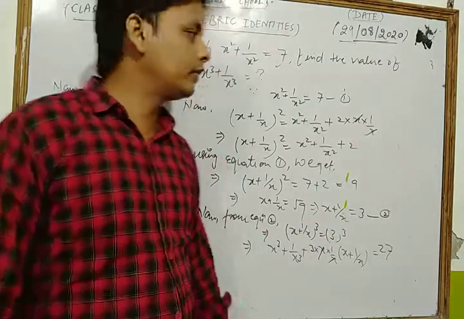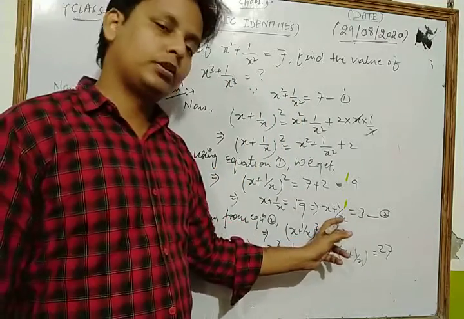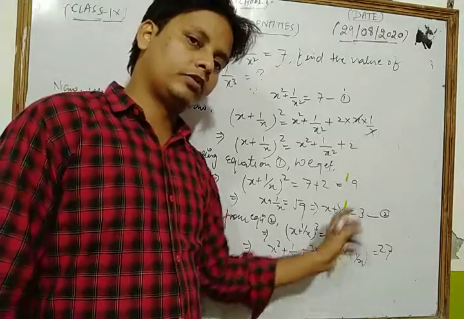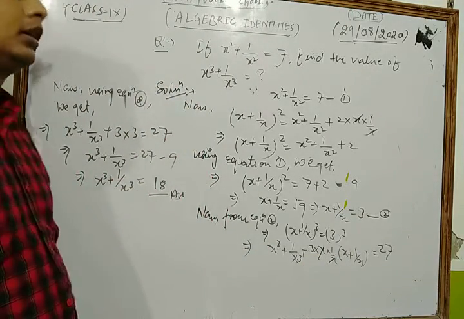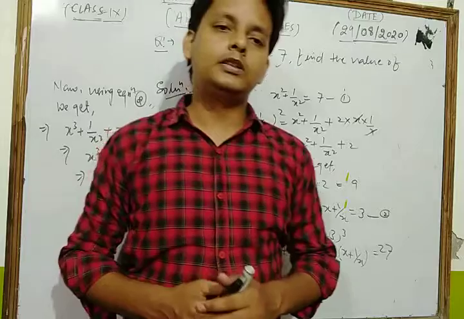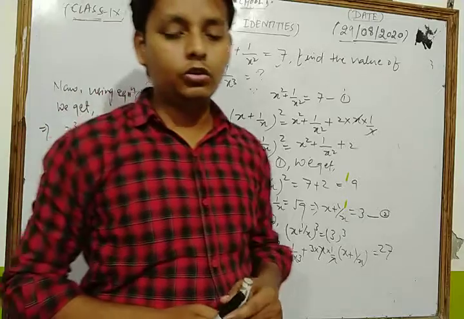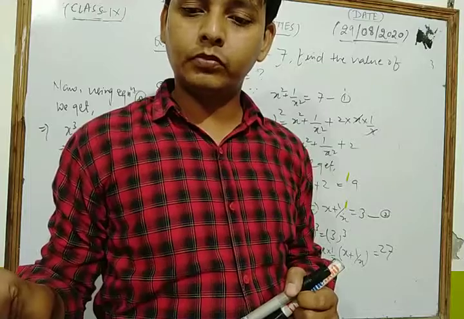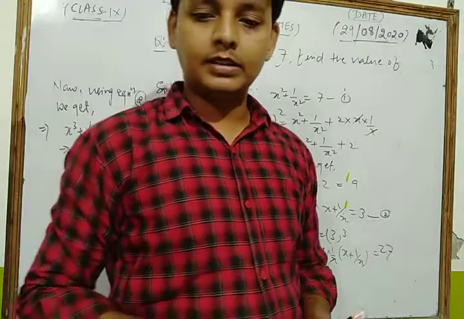Now dear students, we find the value of x cube plus 1 upon x cube. So from equation 2, taking the cube on both sides, we get this, and after solving this equation we get the value of x cube plus 1 upon x cube is 18. So dear students, this is one of the most important questions of your NCERT exercise. So please solve and practice this type of question. Now we take some other questions based on identities. Let's see.